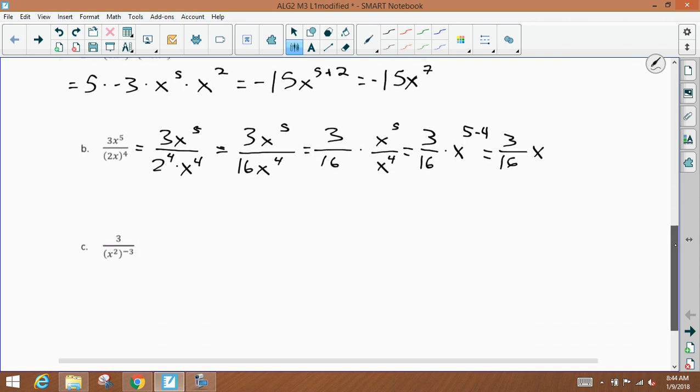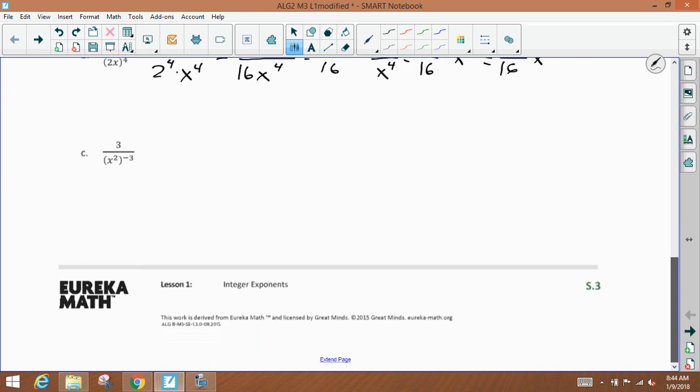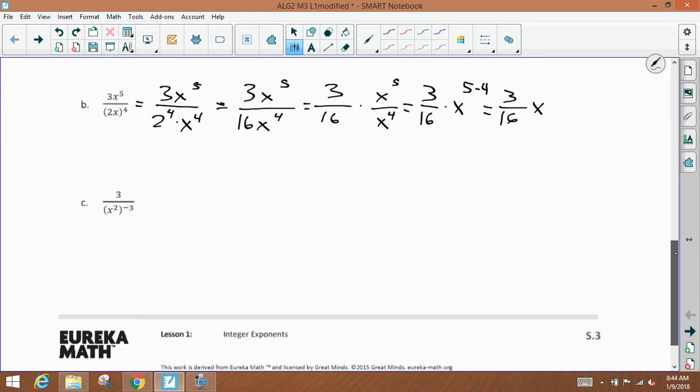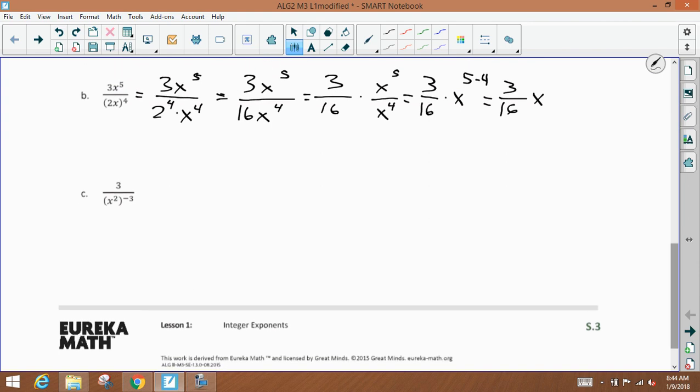Ready? Learning is good. All right. Here we go. So again, I have some stuff going on in here. I have to follow my order of operations. I have to deal with my exponent first, right? So I'm going to write this as 3, and this is x to the 2 times -3. So this is 3 over x to the -6 power.